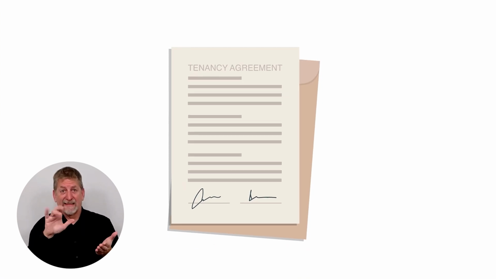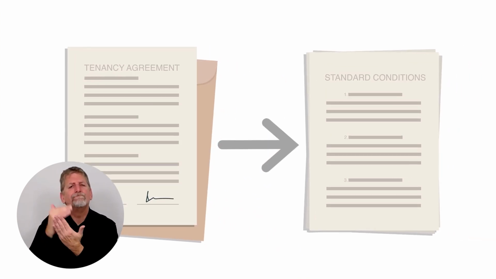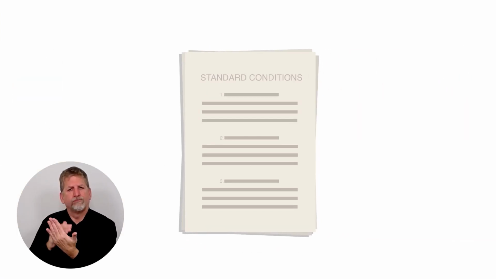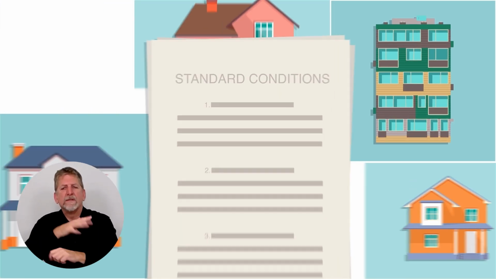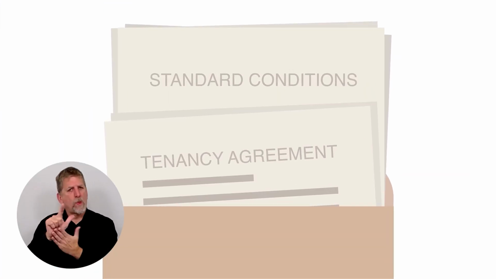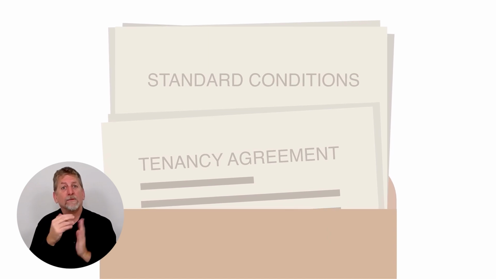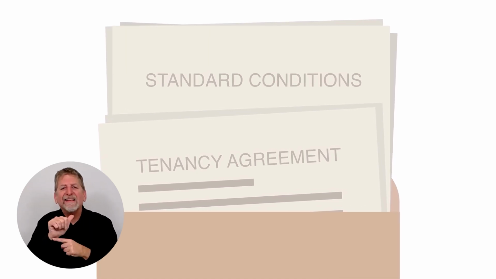Every tenancy agreement must follow what are called the standard conditions. This is a list of rules that apply to every rental in the province. By law, a copy of the standard conditions must be included with every written tenancy agreement. So how does this work?